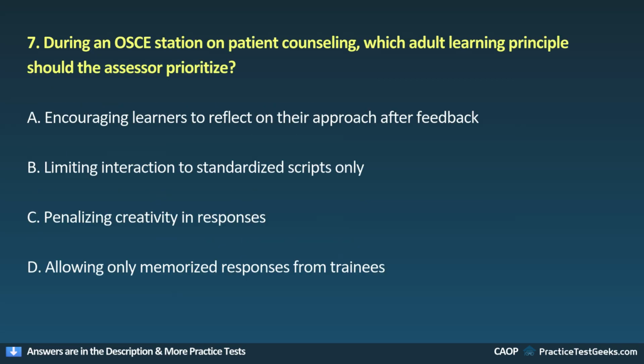7. During an OSCE station on patient counseling, which adult learning principle should the assessor prioritize? Encouraging learners to reflect on their approach after feedback. E. Limiting interaction to standardized scripts only. C. Penalizing creativity in responses. D. Allowing only memorized responses from trainees.